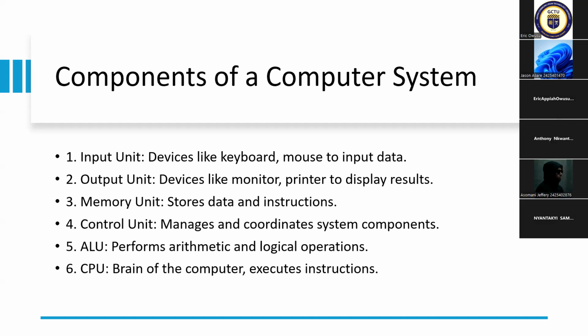So we are talking about the components of a computer system. Here are the six main parts of a computer system: the input, the output, memory, control, ALU, and CPU. So the input devices like keyboard or mouse, they send info to the system.